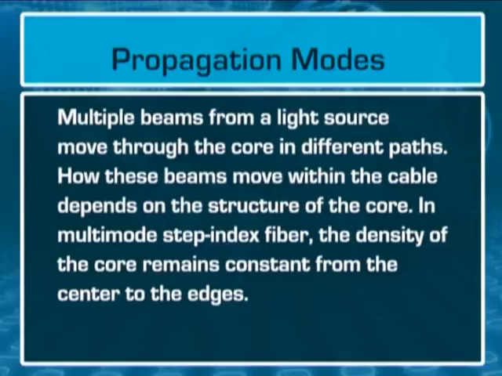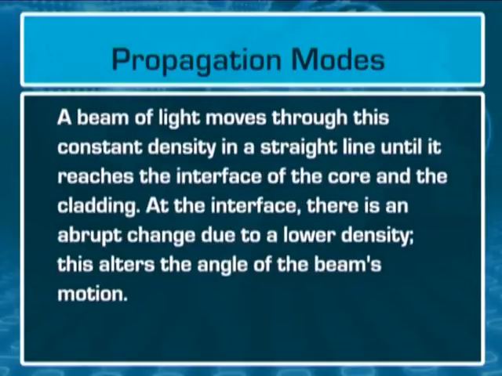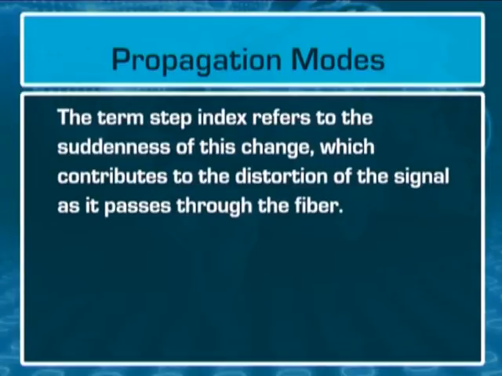In multimode step index fiber, the density of the core remains constant from the center to the edges. A beam of light moves through this constant density in a straight line until it reaches the interface of the core and the cladding. At the interface, there is an abrupt change due to a lower density. This alters the angle of the beam's motion. The term step index refers to the suddenness of this change, which contributes to the distortion of the signal as it passes through the fiber.